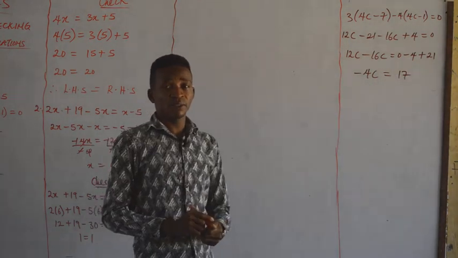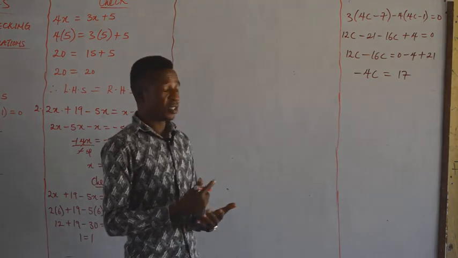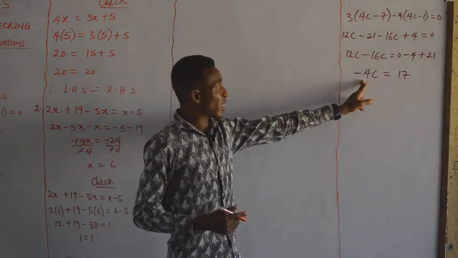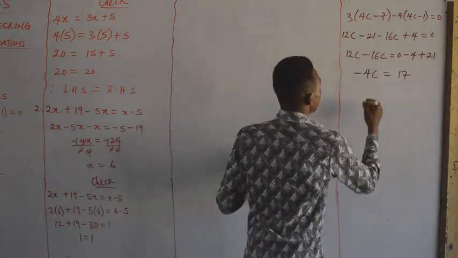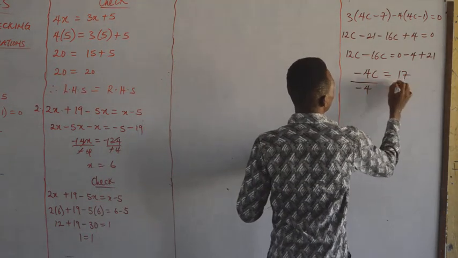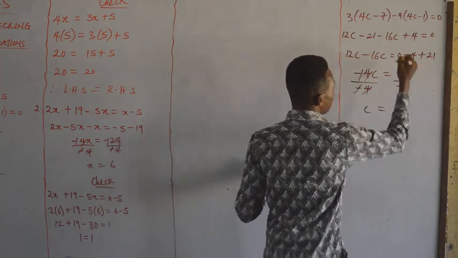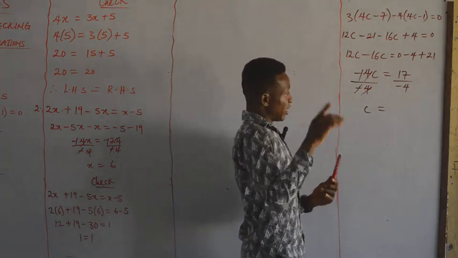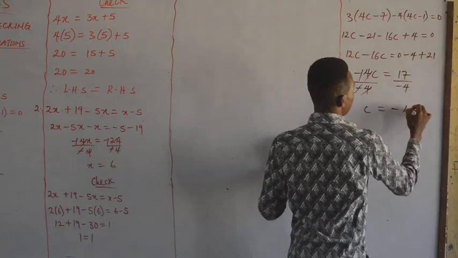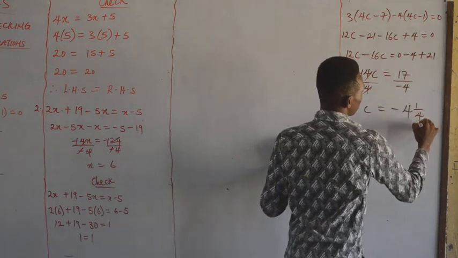Now when you have 17, in this case, what you just need to do is divide both sides by minus 4. When you divide both sides by minus 4, this and this is gone. So we have c. How many 4s will you see in 17? Definitely it goes 4 times. So we have minus 4 whole number 1 over 4.